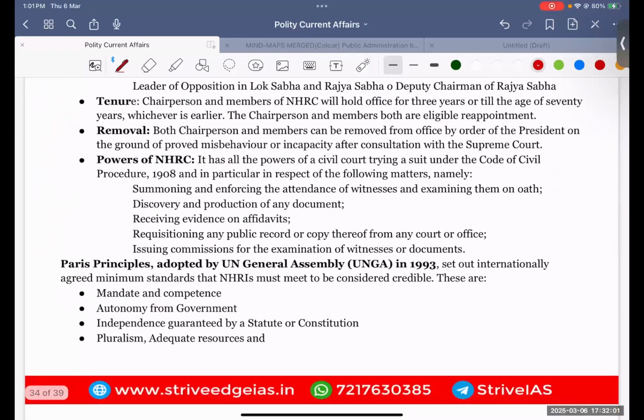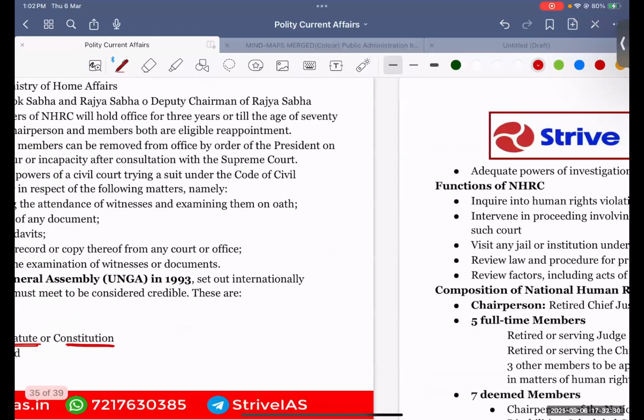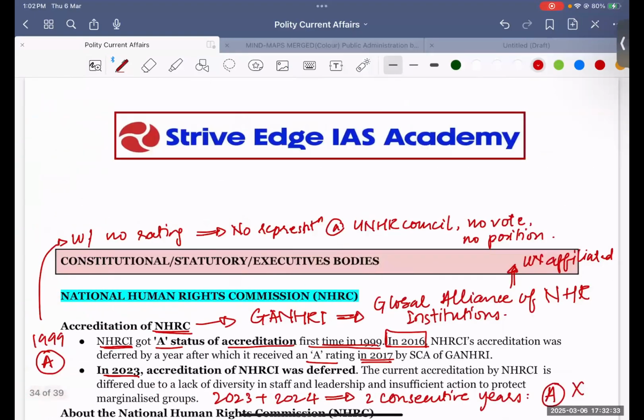Okay. And what are the principles of rating? So the principles of rating are the Paris Principles. These are some of the principles, like mandate and competence, autonomy from government. They should be independent enough. Independence guaranteed by a statute or constitution. Pluralism, adequate resources, and adequate powers of investigation.